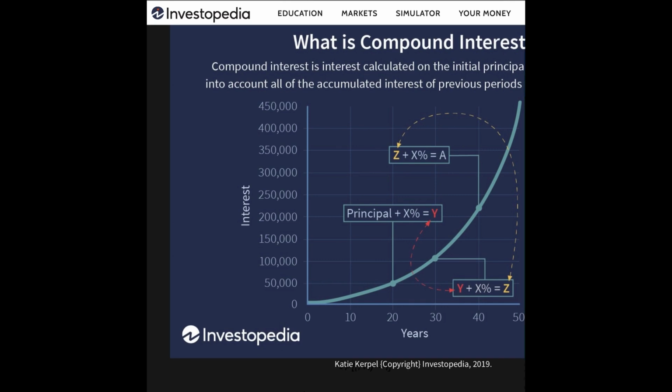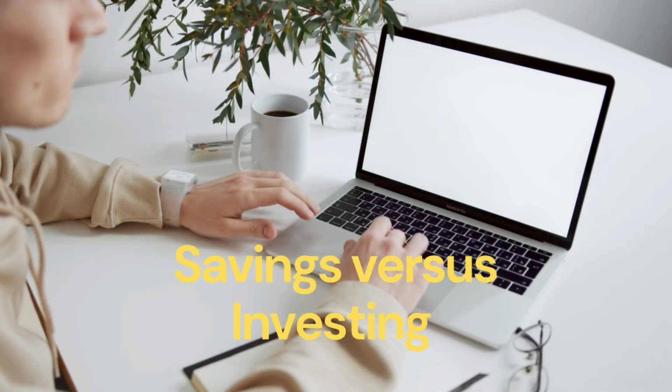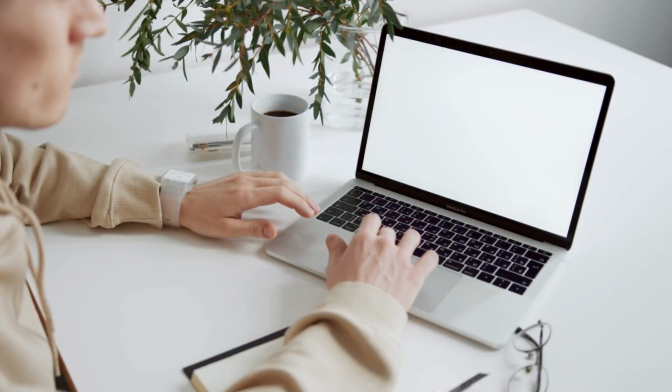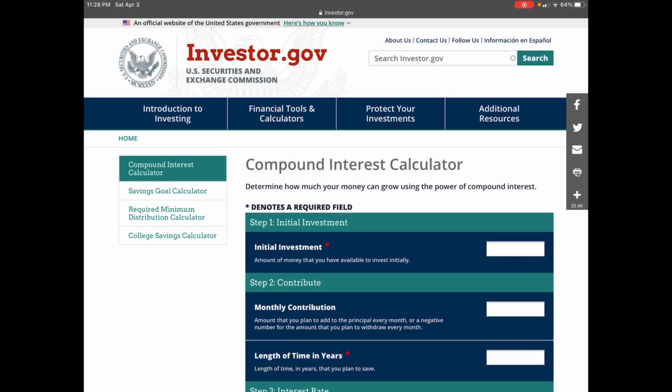Look at this graph right here. In this graph, it says compound interest is interest that is calculated on the initial principal, which also takes into account all of the accumulated interest of previous periods of a deposit or a loan. So over here, I'll try to see the power of compound interest versus a savings account.